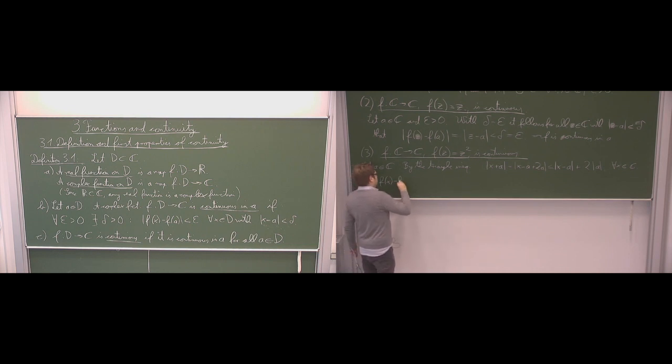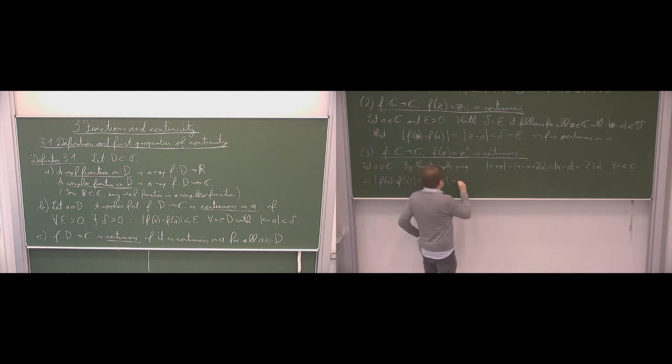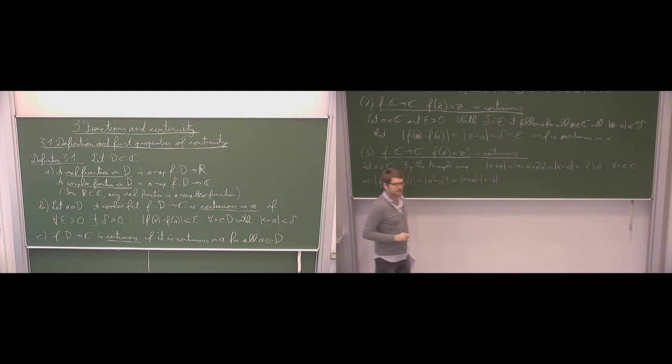Now we can do the following estimate. We want f of x minus f of a. This is something we want to make small, so we do some computation before, and then we can see, given epsilon, how we have to choose our delta. By definition this is the same as the absolute value of x squared minus a squared. Now we use the third binomial formula, as we call it in German. So this is the same as x plus a times x minus a, which is the absolute value of x plus a times the absolute value of x minus a. Nothing fancy has happened.